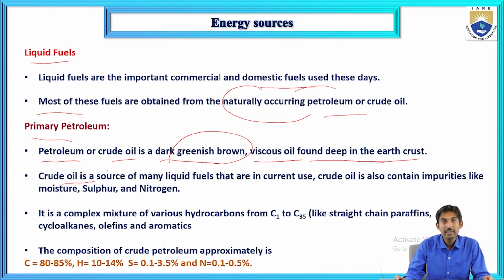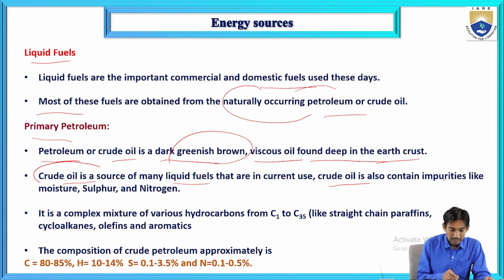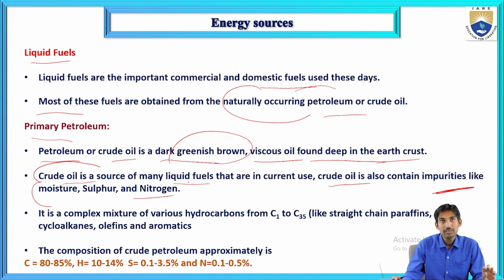Crude oil is a source of many liquid fuels. Many of the liquid fuels are obtained from this crude oil or primary petroleum. Crude oil also contains impurities like moisture, sulfur, and nitrogen. The crude oil contains liquid fuels as well as these impurities.